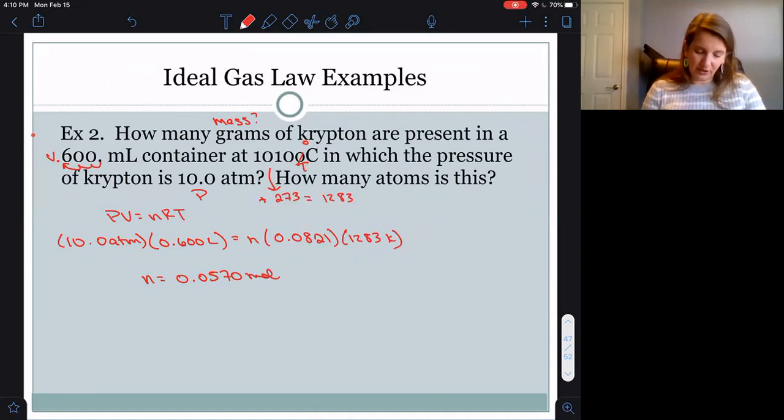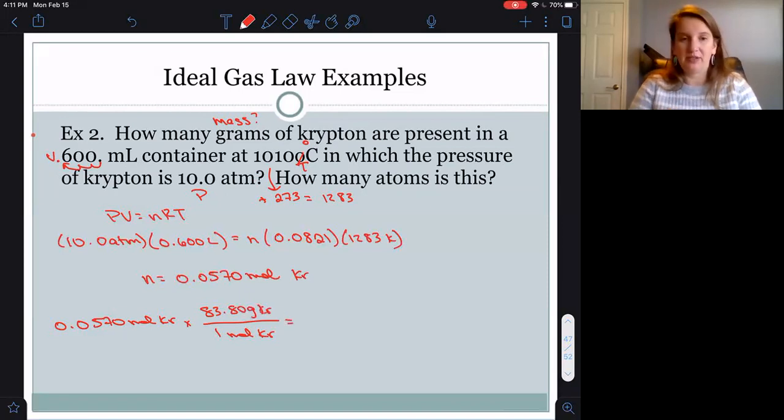All right, now I know that this is krypton and it's asking for the mass, so I'm going to go ahead and do a mole to gram conversion. So I've got 1 mole of krypton down here. I know that my molar mass is 83.80. I really hope it is because I don't have my periodic table handy right here. So I'm going to multiply that by 83.80. And I would get 4.77 grams of krypton.